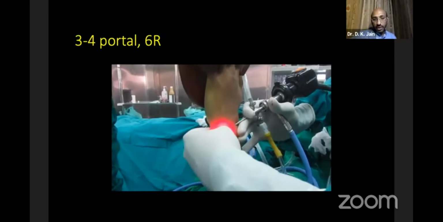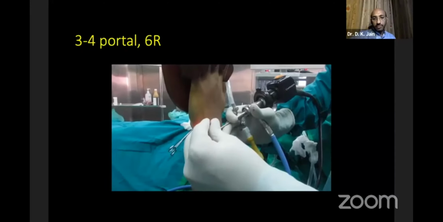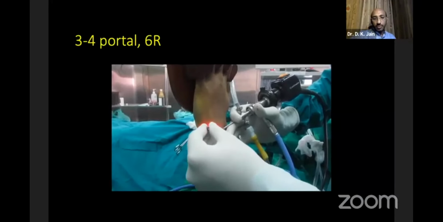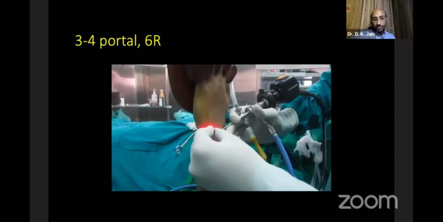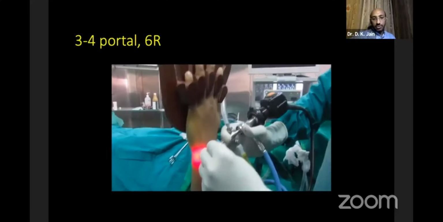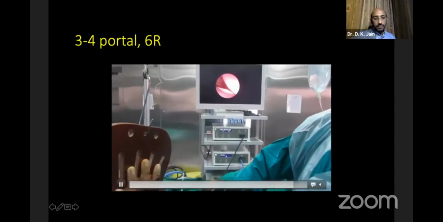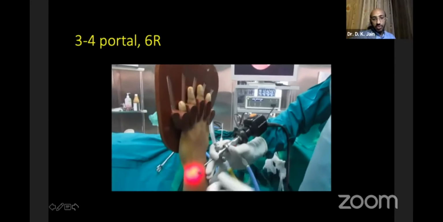And once you make that, you make the 6-hour portal under direct vision. Once you insufflate the joint, you could use the dry or the wet technique, whichever is convenient for you. You should take care that you don't go and damage the TFCC. So you should be just above that. That's how you make the 6-hour portal.